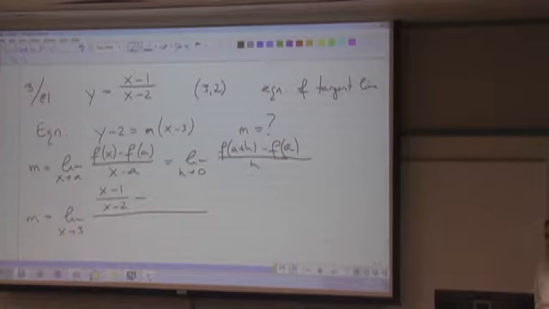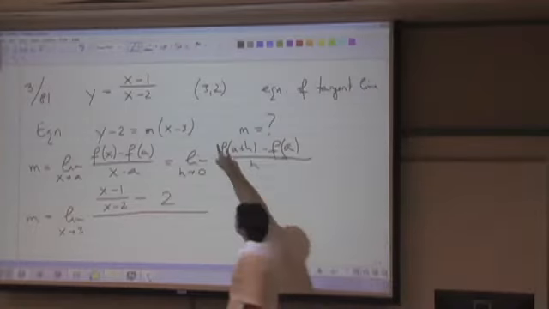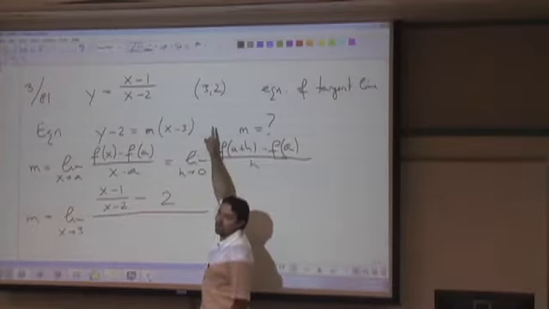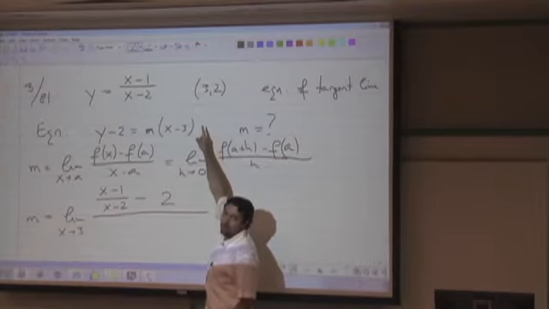What is a? Is it 3? A is 3, so what is f of a? 3 minus 1 over 3 minus 2. Or you look at the fact that the point has coordinates 3 and 2. The point is in the form of a, f of a. Right?